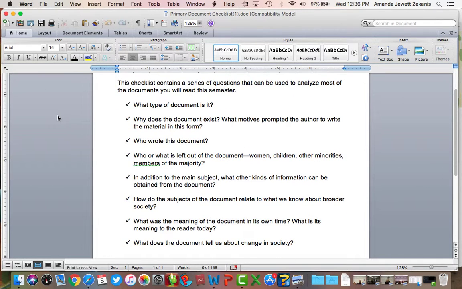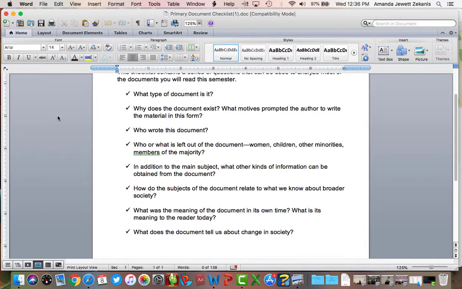What type of document is it? Why does it exist? Is it a letter? Is it a diary entry? Is it a testimony? Once you know what it is, that'll give you some ideas about why it was written that way, who wrote it, what's left out of the document.